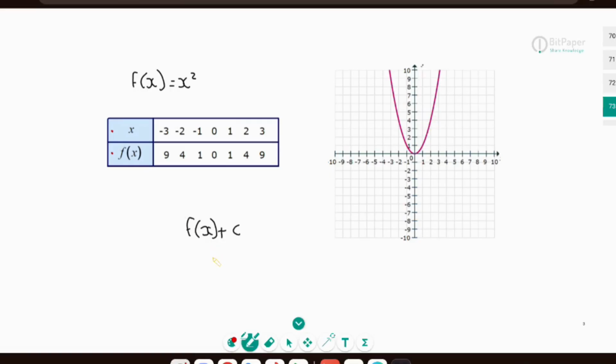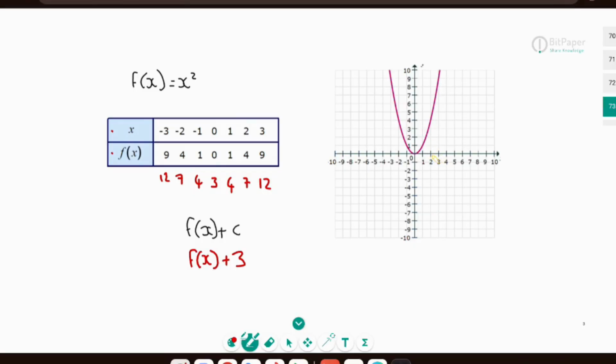Let's have a look at the effect of adding a number outside our function. Let's say it's going to be 3. Let's add 3 to all our answers. You see the x values don't change, the y values do.